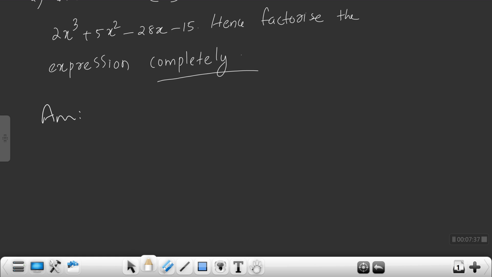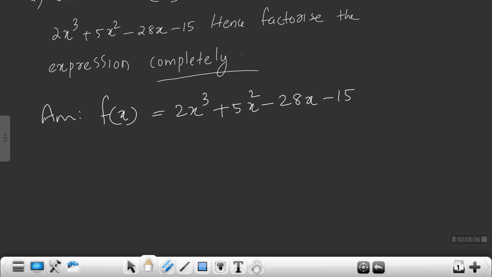In the first part, we want to show x plus 5 is a factor. For that, first we write f of x. Our f of x is 2x cube plus 5x square minus 28x minus 15.